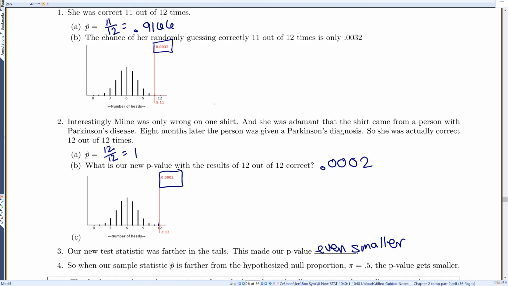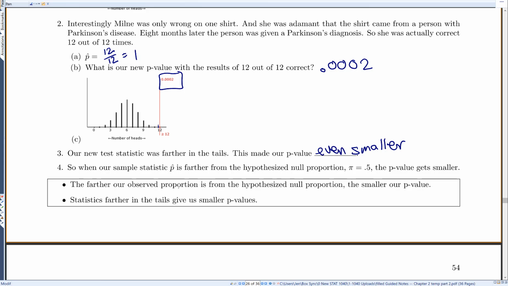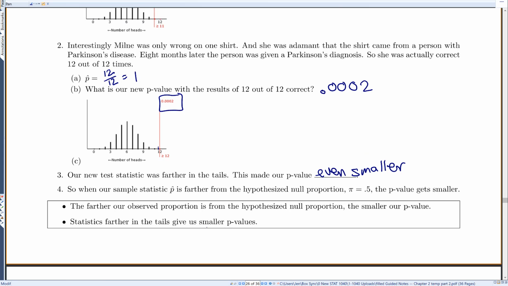So what we want you to remember and learn is the farther you get on the tails, if your statistic is farther on the tails, your p-value will be smaller. So if your sample statistic p-hat is farther from the hypothesized null proportion, which in our case was 0.5, then the p-value gets smaller. So the farther our observed proportion is from the hypothesized null proportion, so 1 was even farther away from 0.5, the smaller the p-value, or statistics farther in the tails give us smaller p-values. Okay. Now, on the test, we will ask you questions like this, of what would happen if you change from this statistic to this statistic, okay? And you can remember that the farther you're on the tails, the smaller the p-values.